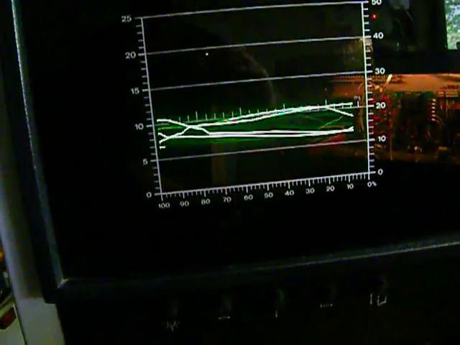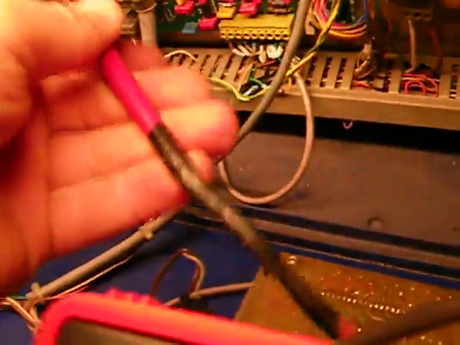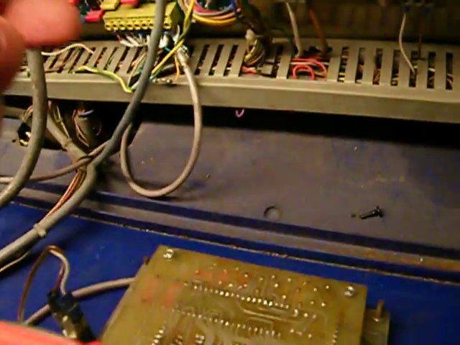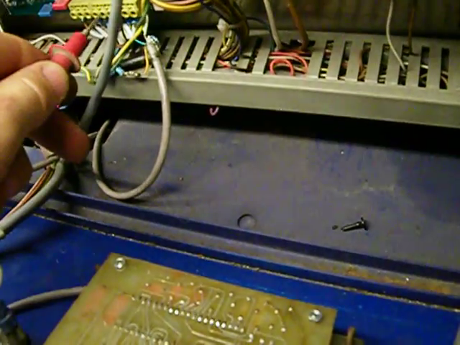So then, get hold of the positive lead, and I touch that with my finger. Oops, sorry. We get a slight change. And if I earth it on pin 5, that's there. We get a straight line. Weird!